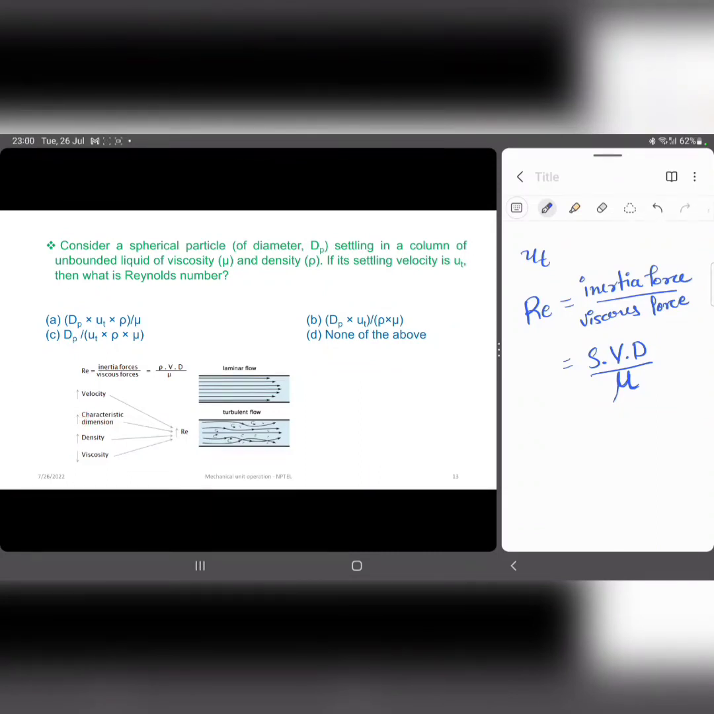Now here we have rho, we have settling velocity V_t, we have diameter d_p, and viscosity mu. So I think our answer is rho into V_t into d_p divided by mu. So it is there in the first option. So the first option will be our answer.